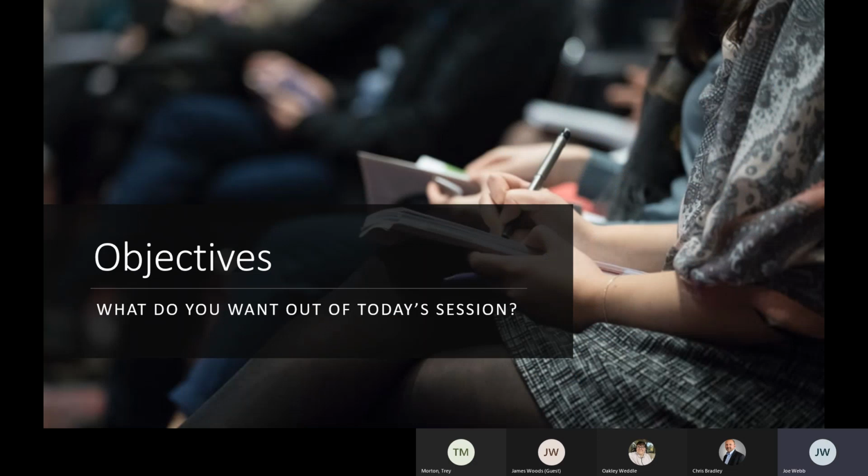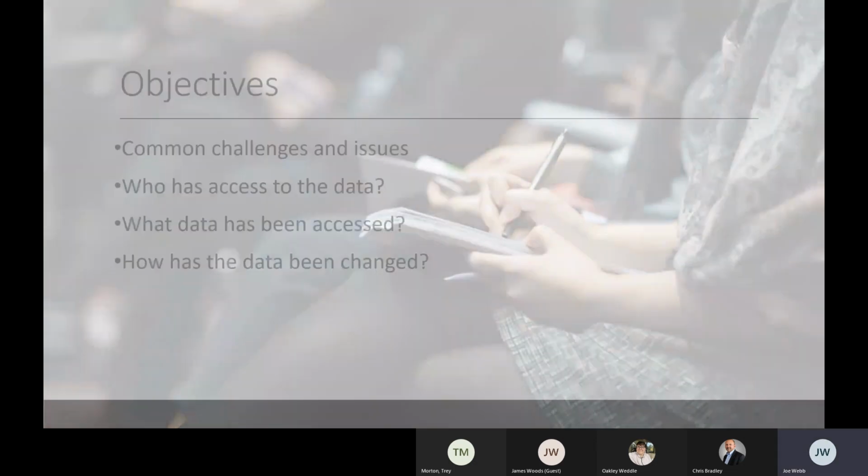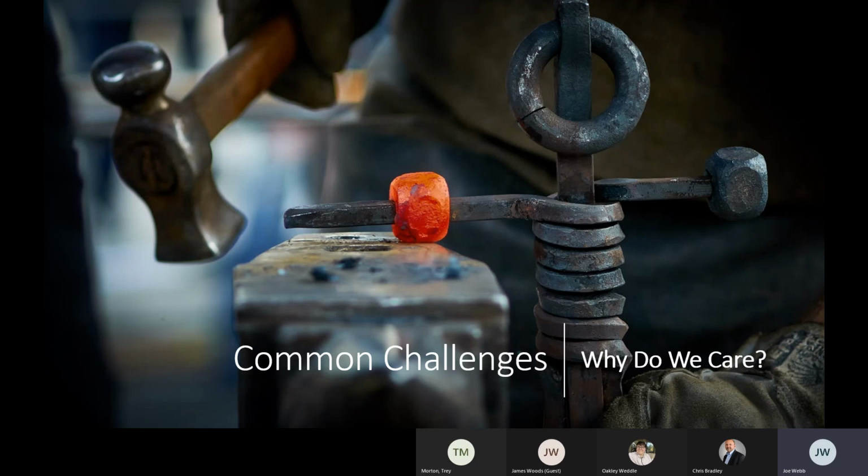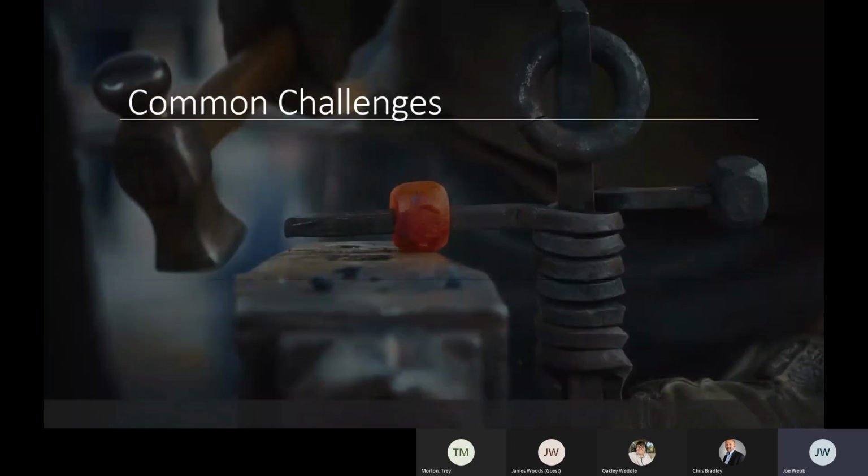So let's talk about today's session, though. In today's session, really what I'd like to talk about is the three aspects of who, what, and how we can audit our Microsoft SQL Server databases. We'll start by talking about some of the common challenges and issues that we may face, which is prompting us to audit those SQL Server databases.